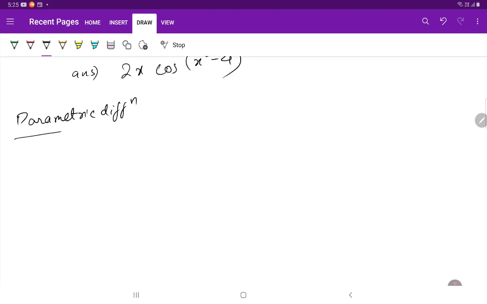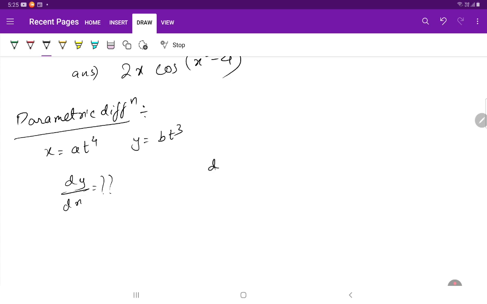I'm writing the differentiation in short as DIF Fn. Now, what is parametric differentiation doing? Suppose x equals a t to the power 4 and y equals b t cube. What is dy by dx? Basically, we are interested in finding dy by dx.